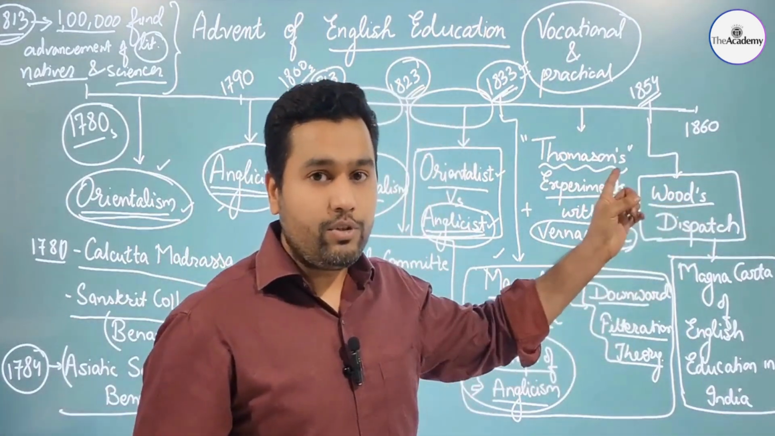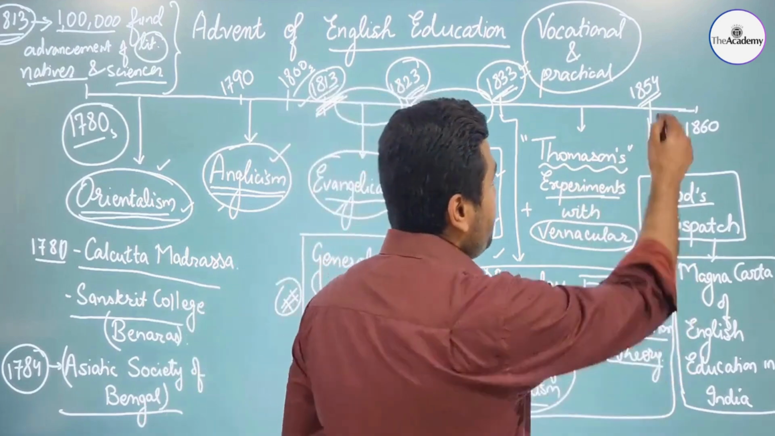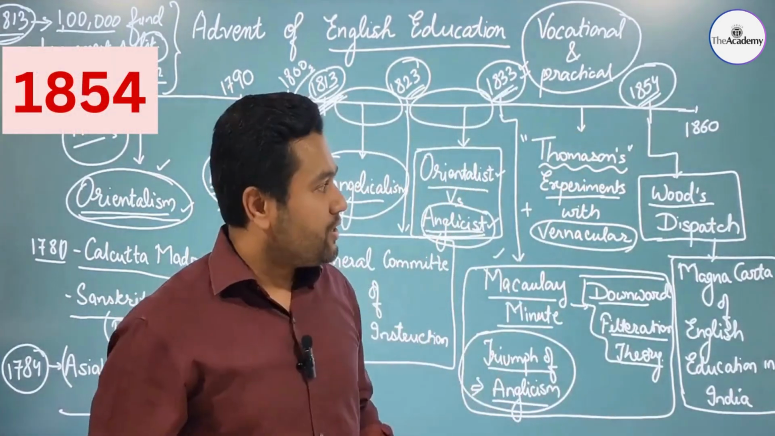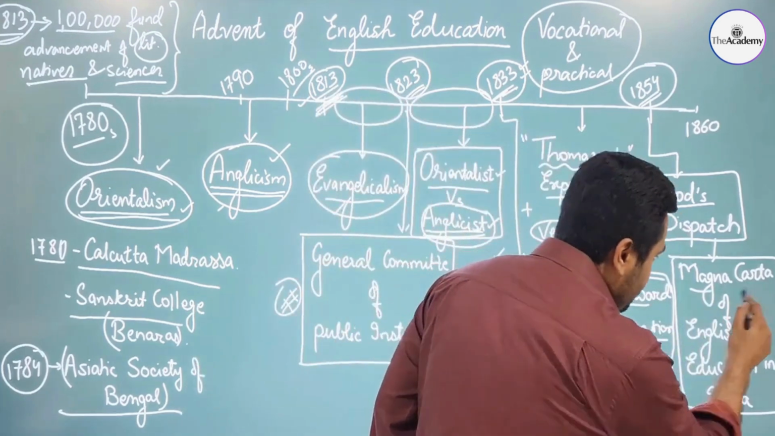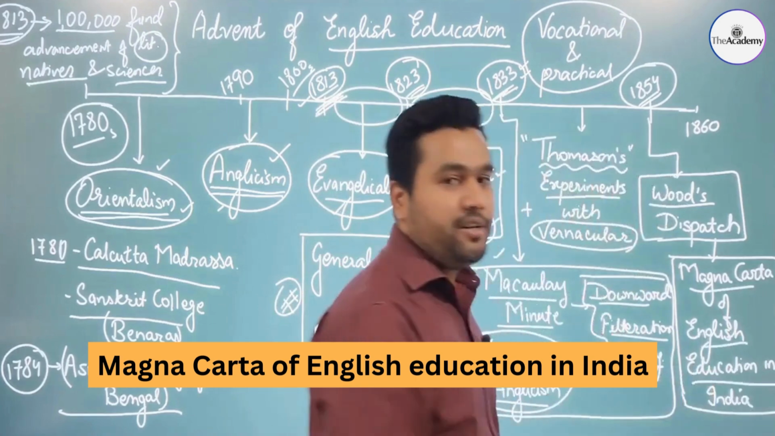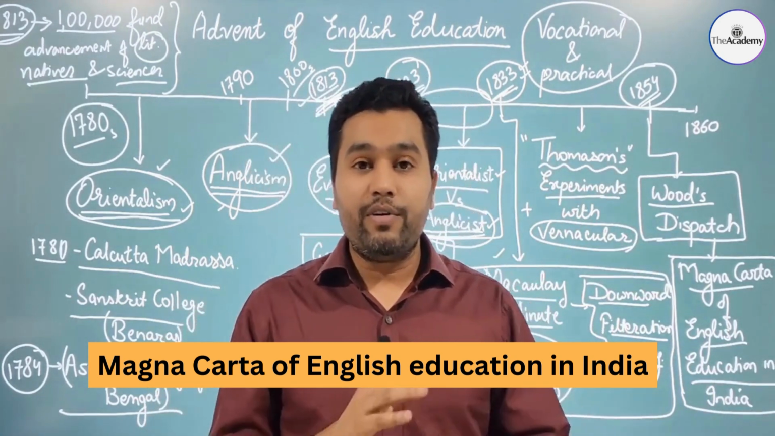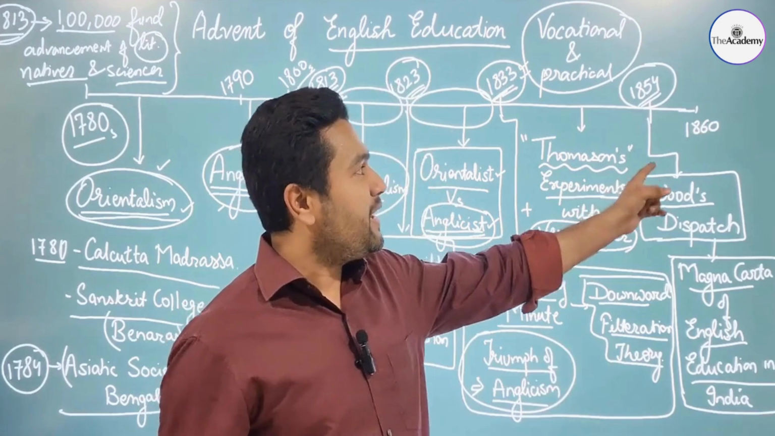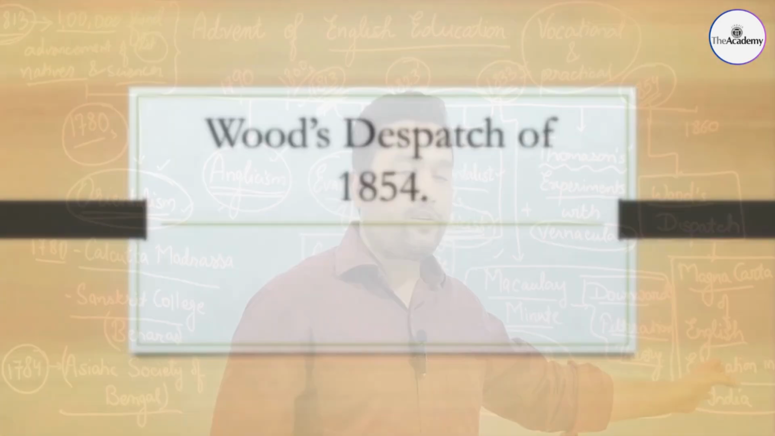Now Wood was the president of the Board of Control, and in 1854 he gave a dispatch on Indian education. Wood's dispatch on Indian education is known as the Magna Carta of English education in India. So the present-day system of university education, or English education, can be traced back to 1854, Wood's dispatch, which is known as the Magna Carta of English education.